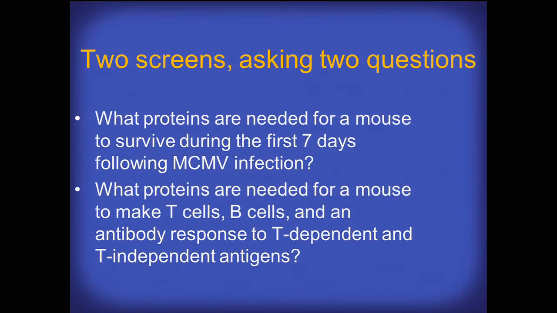I would like to tell you about 2 screens that ask 2 questions to illustrate how the ENU mutagenesis process works and how it can tell us about an immune process. These screens were very simple. The first was a life or death screen. We simply inquired what proteins a mouse needs to survive for 7 days following mouse cytomegalovirus infection. Wild-type mice all live when given the virus. We wanted to know what they need in order to live. The second screen asked simply what proteins are needed for a T-dependent or a T-independent antibody response, or for the formation of T cells or B cells, or both.